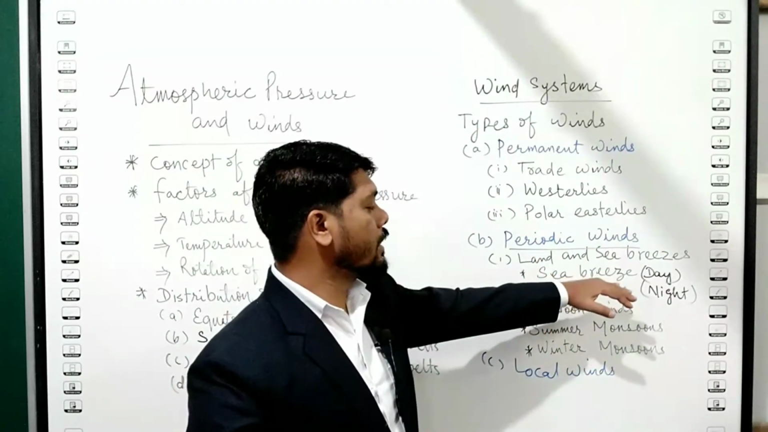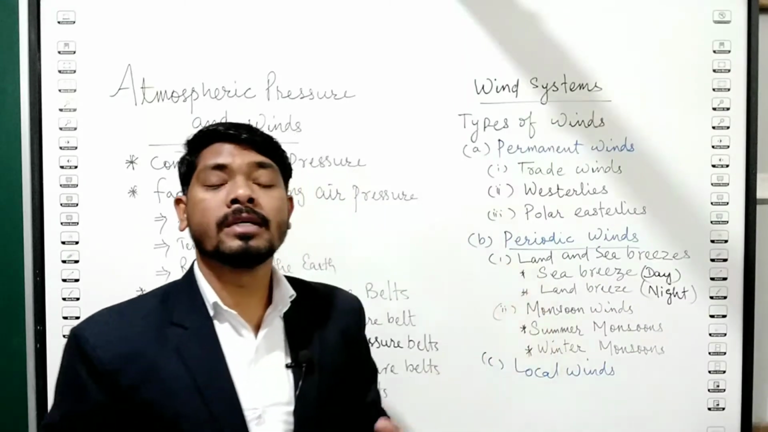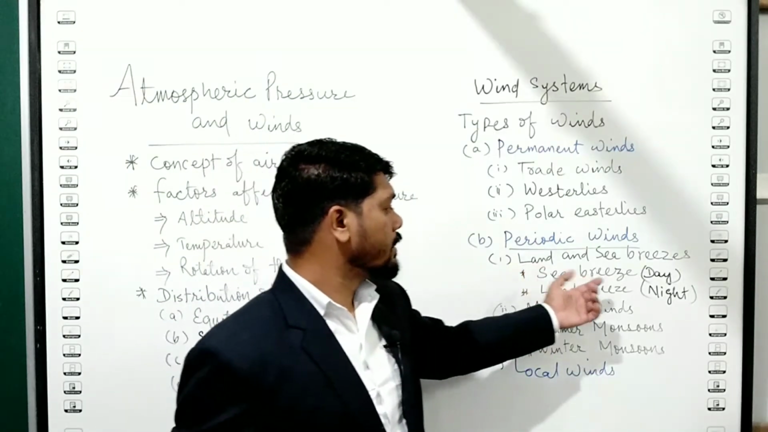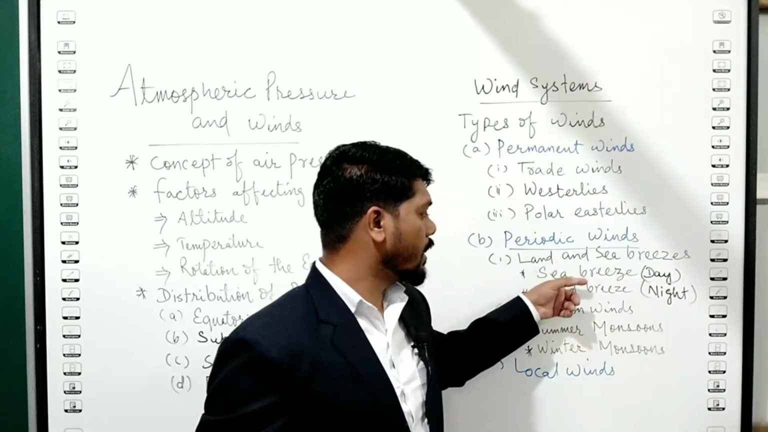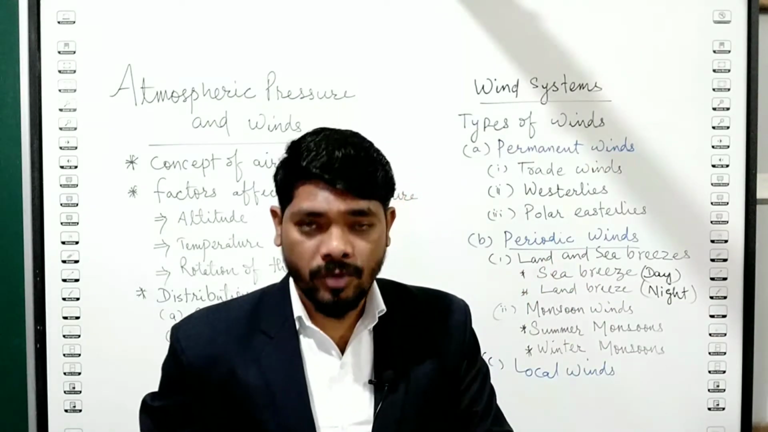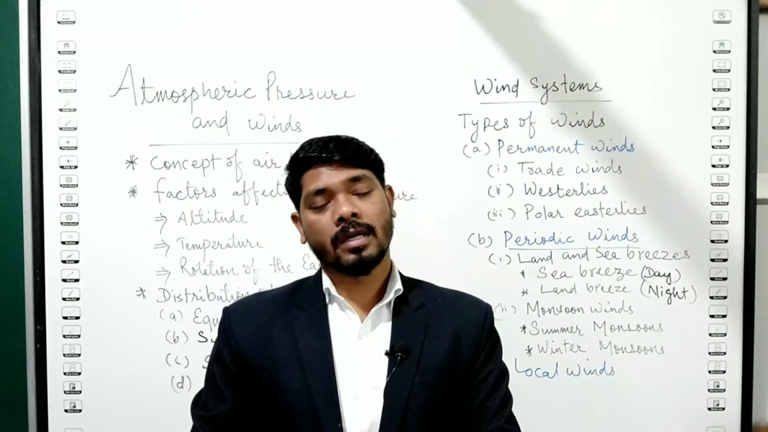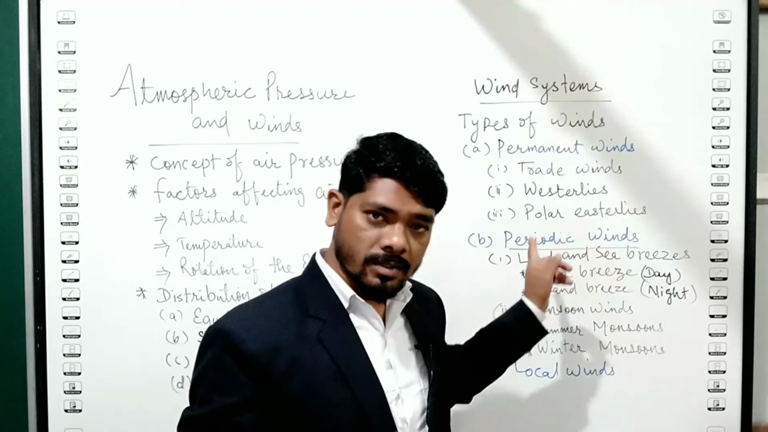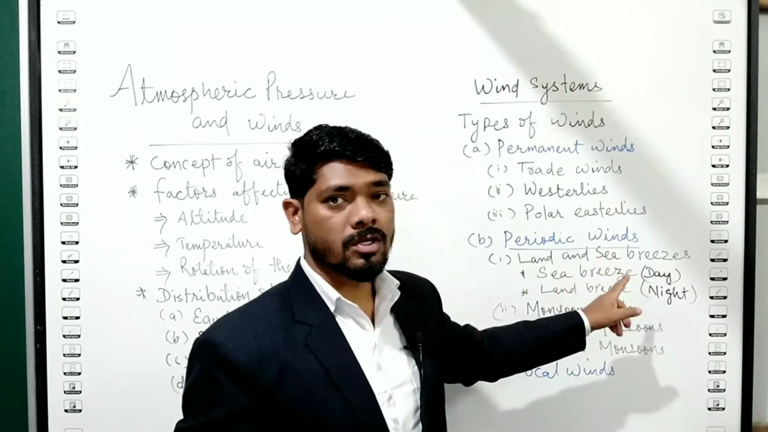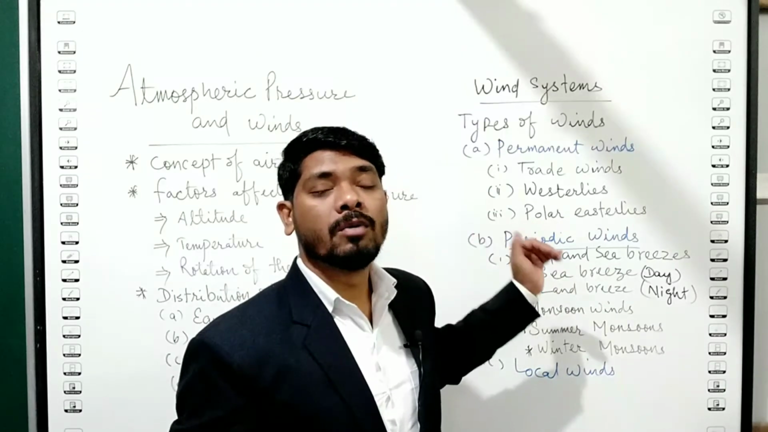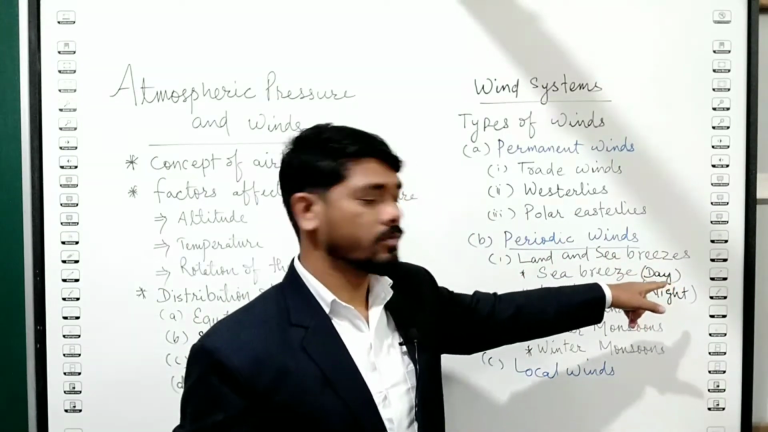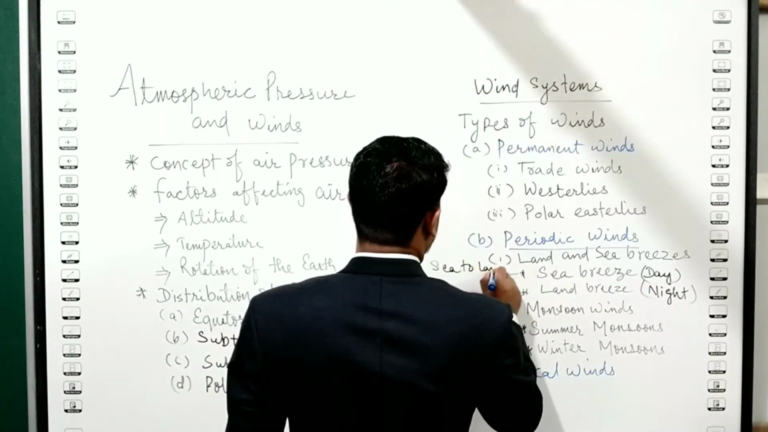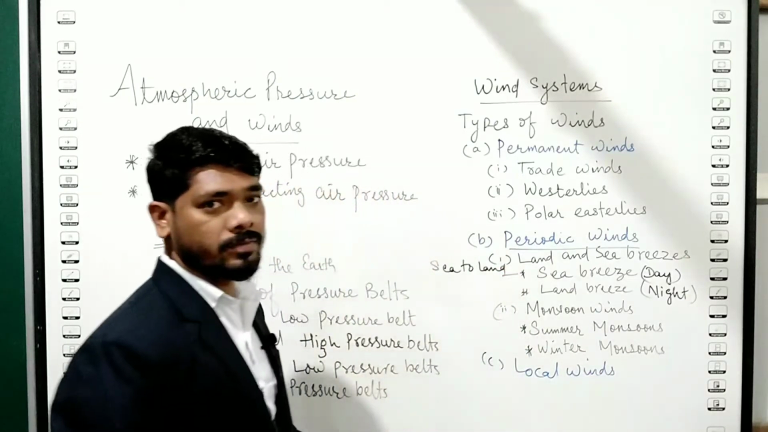So sea breeze during the daytime, what happens? It is caused due to the heating of the water and land. So differential heating of the sea and land during the daytime, as we know that land gets heated very fast and the sea gets heated very slowly. So when there is a difference of heating of sea and land, there will be sea breeze. The wind will blow from the sea to land. That's why it is known as sea breeze.